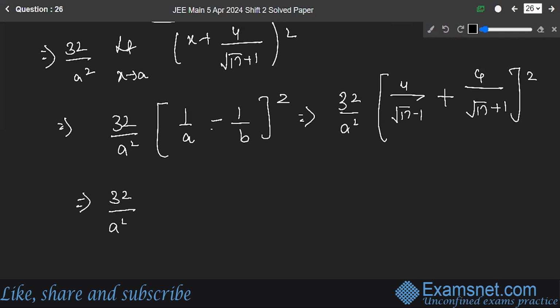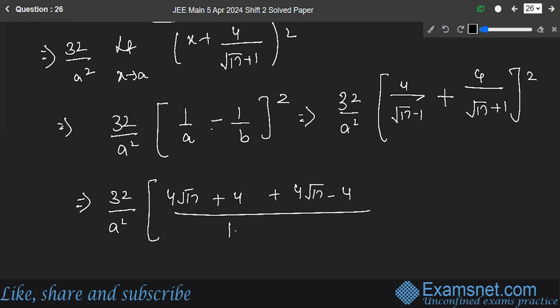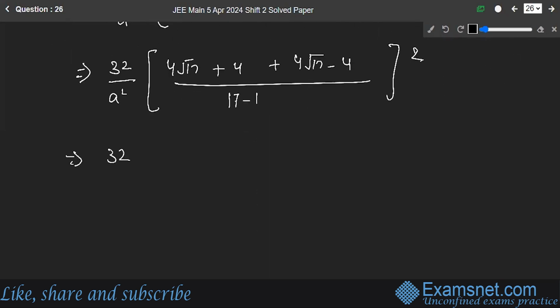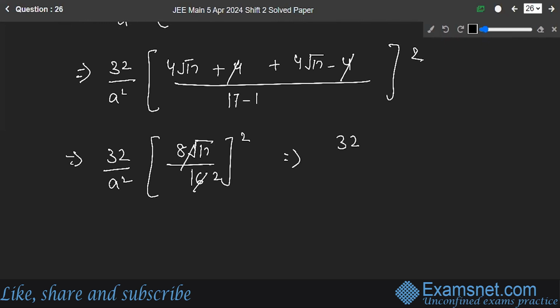So 32 a squared, 4 root 17 plus 4 root 17 minus 4 upon (a square minus b square) whole square. Okay. 32 upon a square. Let it be a square only for the time being. So this is 8 root 17 upon 16 whole square. This will cancel. So you will have 32 a square.